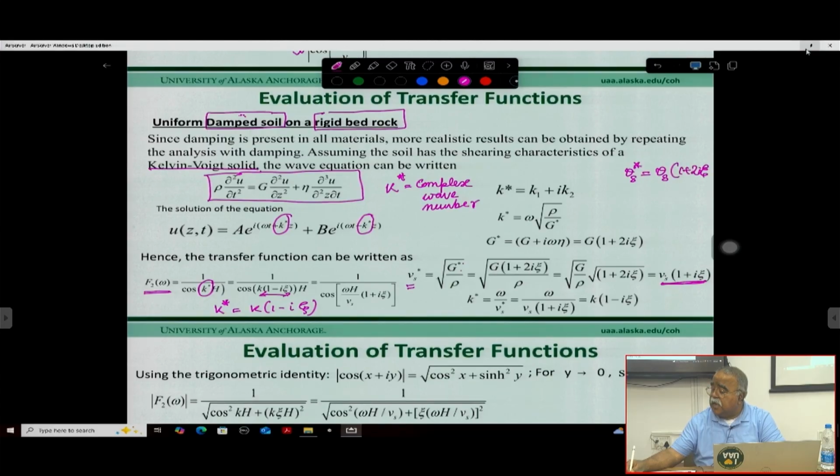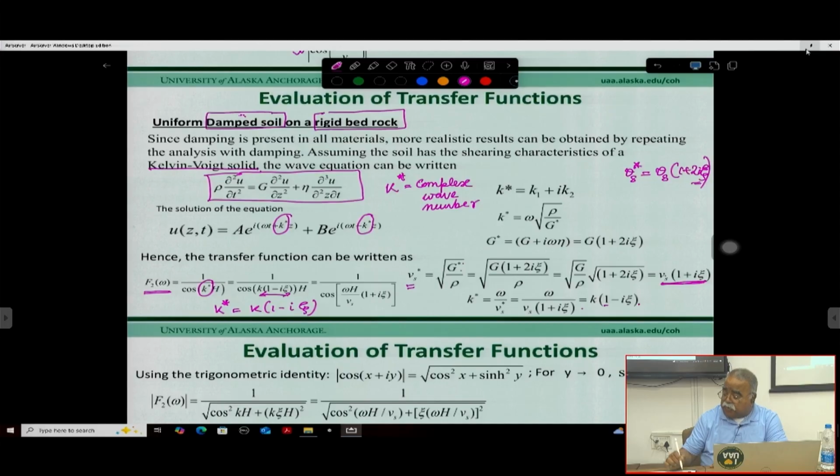So if there is damping, due to the presence of this damping, everything becomes complex. So k star equals omega by vs star, so this will be k into 1 minus i xi. So all the parameters will be expressed as complex parameters, right?